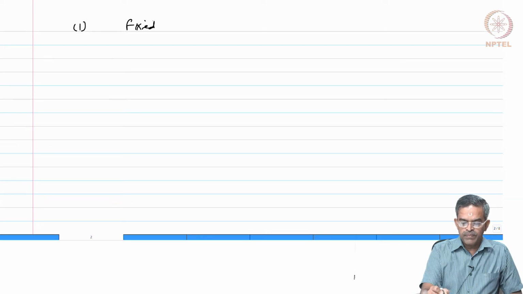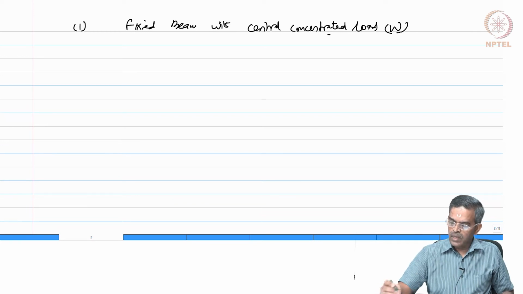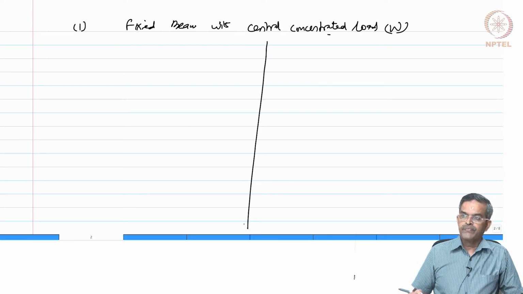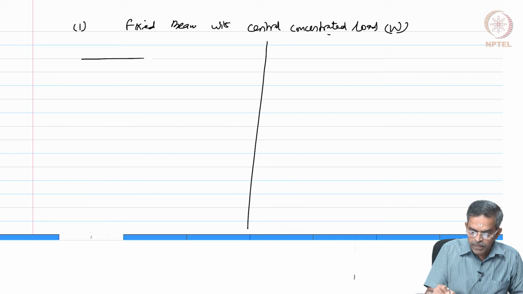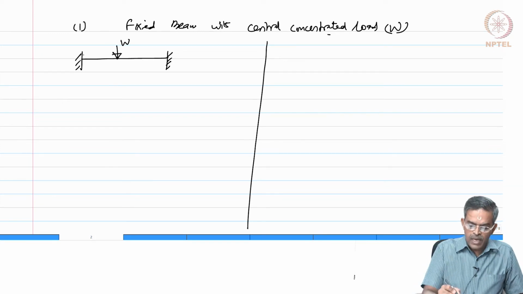We consider a fixed beam with central concentrated load, we call this load W. So, let us say I have a beam which is fixed at both the ends with a central concentrated load W. Let me name the points as A, B and the midpoint as C, and we say this span is equal and this is L, EI.